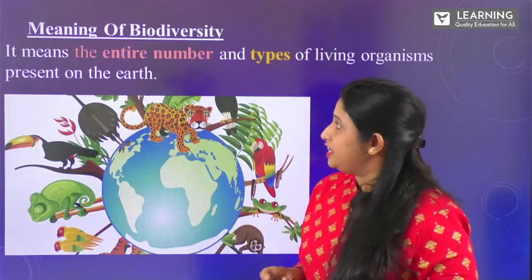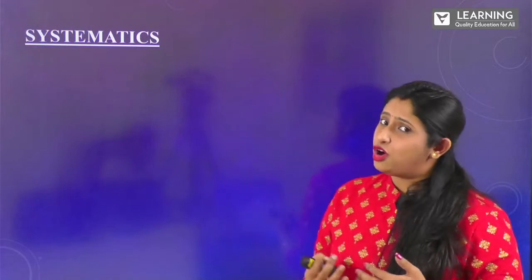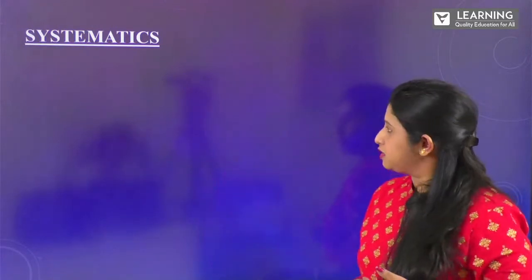So let us see, next is systematics. What do you mean by systematics? When you hear this word, what comes to your mind? It means systematic arrangement, right? So in this living world, we have lots of living organisms. We have to classify them. We have to name them. And also we have to arrange them in a systematic manner. Clear?